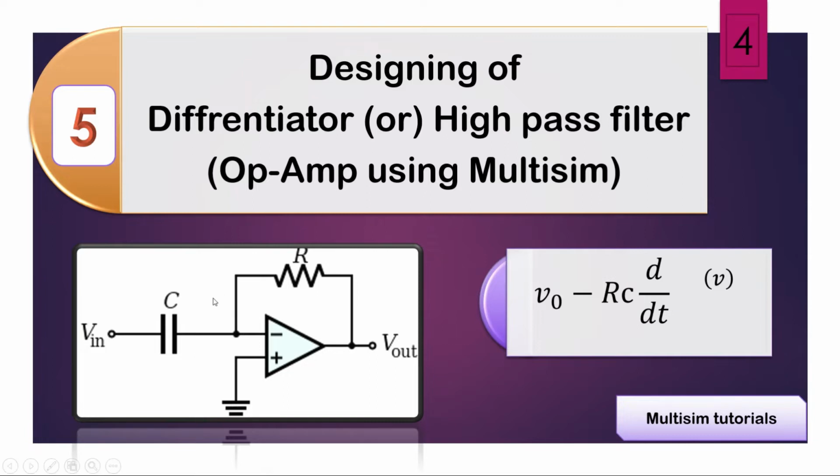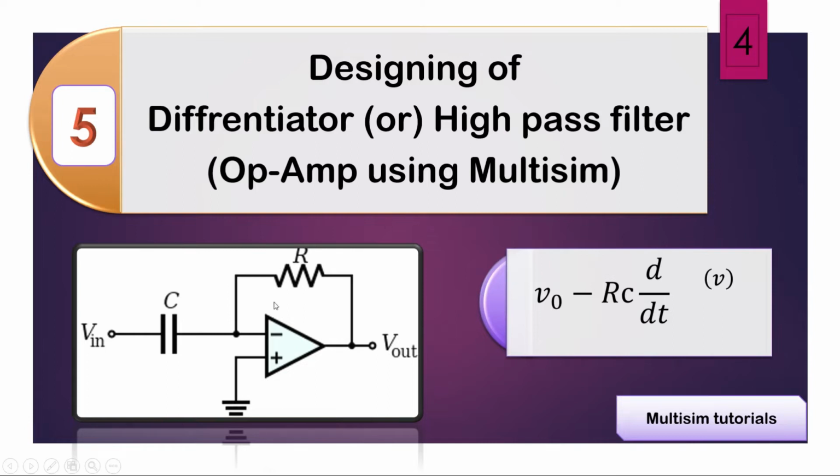So this is the circuit. When we discussed the integrator, we had the resistor on the input side and the capacitor in the feedback network, whereas in the differentiator circuit, we have the capacitor on the input side and the resistor in the feedback network, which is connected in inverting mode. From the first lecture, we are discussing only the inverting mode configuration.